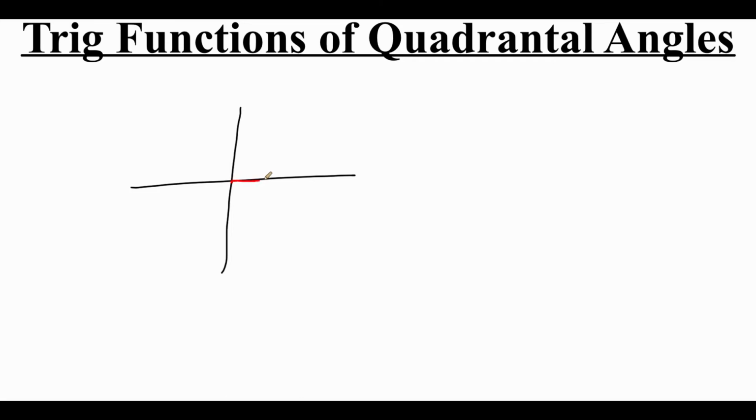So remember, we always start along that positive x-axis, and if we were rotating our angle around and we stopped at this y-axis right here, that's an example of a quadrantal angle. And this actually ends up being a 90-degree angle.